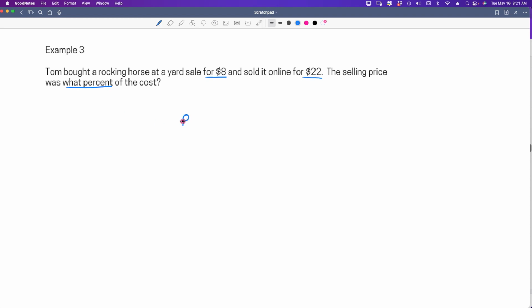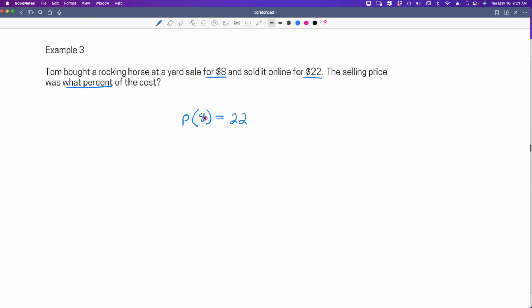So we're going to say P, because we don't know what the percent is. And our base is $8. That's what he bought it for. Now what he sold it for is going to be a greater percentage than 100 because this is a bigger number. So 22 goes here.